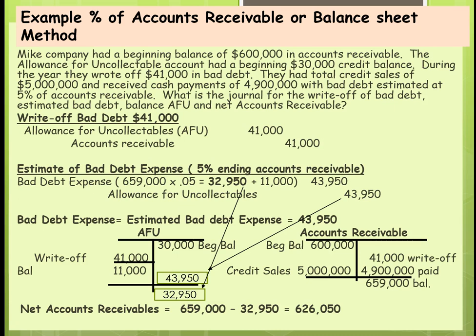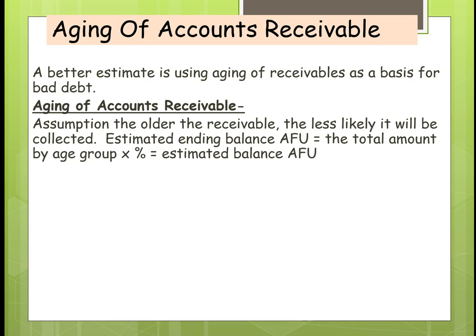Now, another way we can do estimate of bad debt is to do an aging of accounts receivable. There is an assumption that the older the receivable, the less likely it will be to collect. Estimated ending balance of allowance for doubtful equals the total amount by age group times percentage equals estimated balance. Remember this also, whenever you do anything that's based on accounts receivable, the number you get is the ending balance in AFU, which means you must take into account the existing balances.